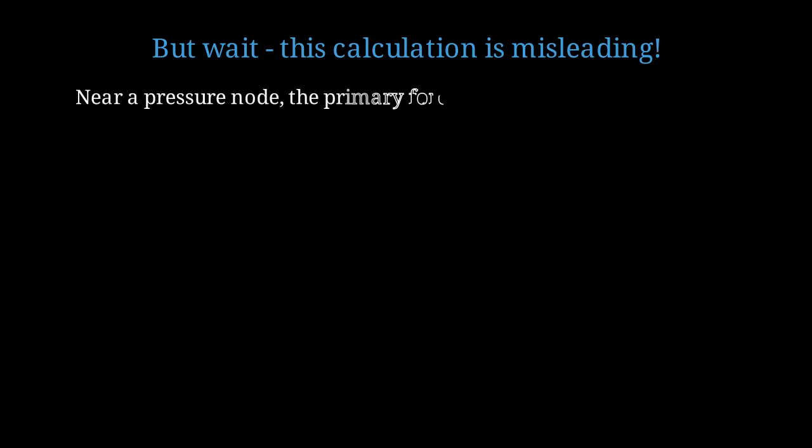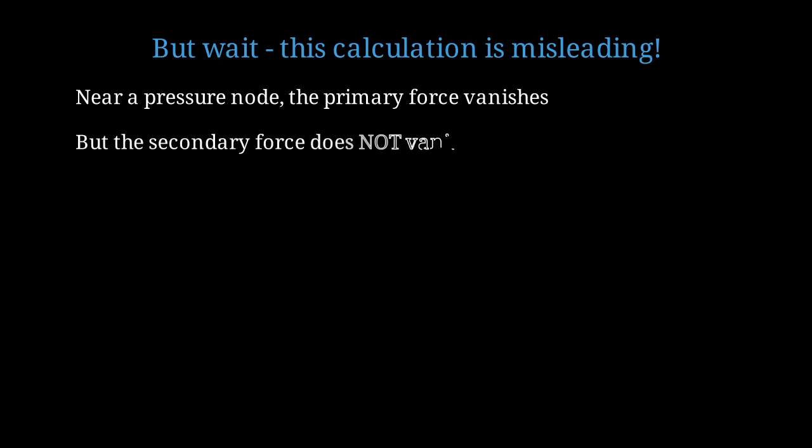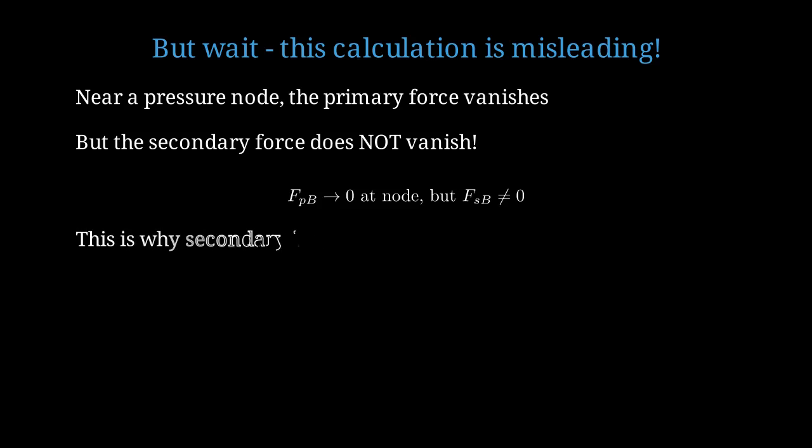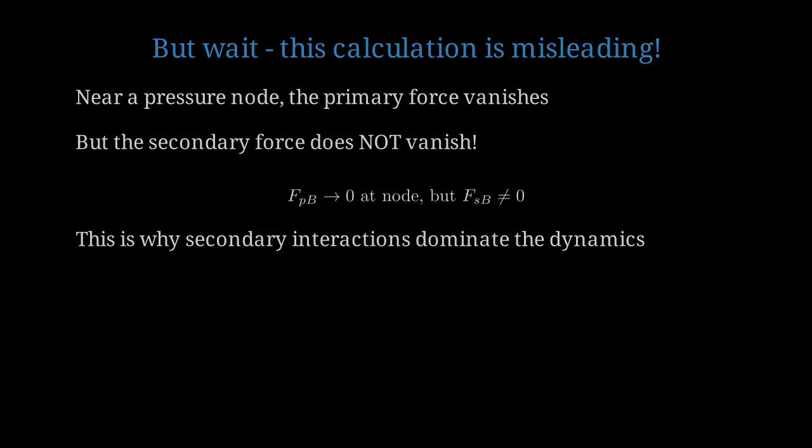Here's the key point. Near a pressure node, the gradient of the external pressure field goes to 0, so the primary force vanishes. However, the secondary force between bubbles does not vanish at the node. It remains strong because it depends on the bubble-generated fields, not the external field. At the node, the primary Bjerknes force approaches 0, but the secondary Bjerknes force does not equal 0. This is precisely why secondary interactions dominate once bubbles have migrated close to pressure nodes.